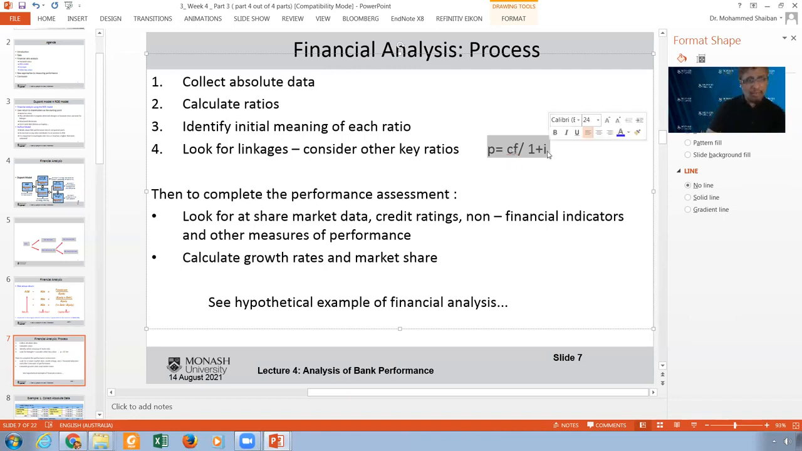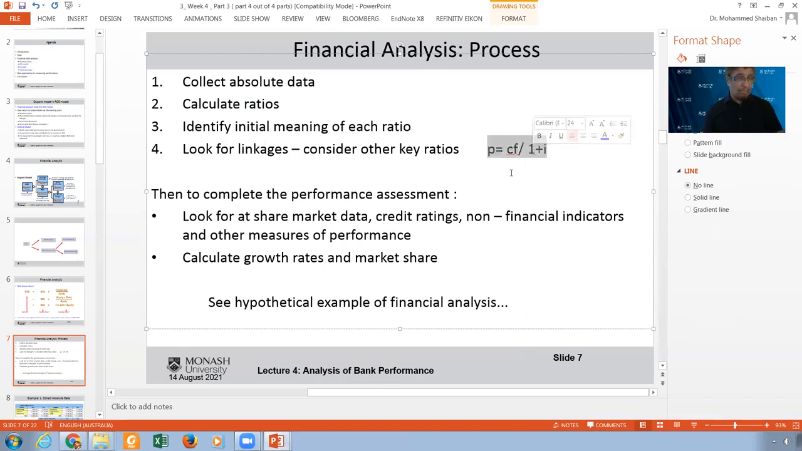It's cash flow and against risks. So then to complete the performance assessment, look for share market data, credit ratings, non-financial indicators, and other measures of performance. And I think we have talked about this before, and we talked about the validation. So if you validate, because accounting numbers will tell me accounting numbers, but we want to see what the externals are saying. If I'm making very high ROE, I should have high rating and have share market data. As I told you, if you look at this number.